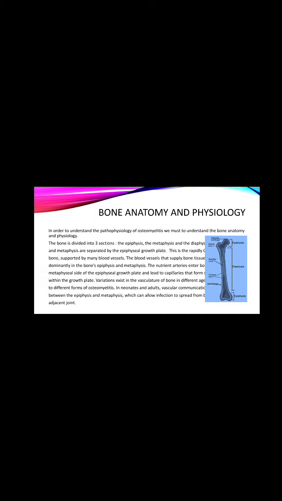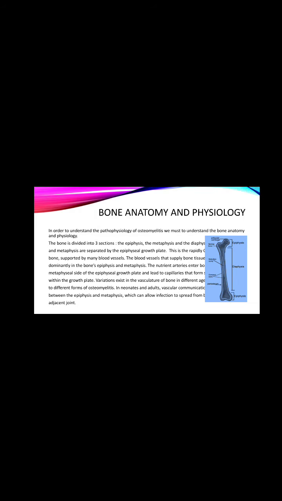Now, move to the next heading, which is bone anatomy and physiology. First of all, in order to understand the pathophysiology of osteomyelitis, we must understand the bone anatomy and physiology. The bone is divided into three sections: the epiphysis, the metaphysis, and the diaphysis. The epiphysis and metaphysis are separated by the epiphyseal growth plate.